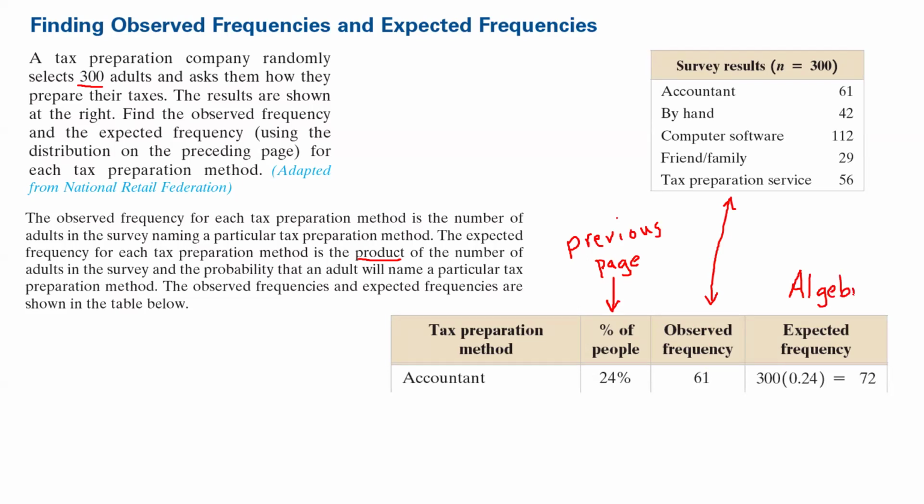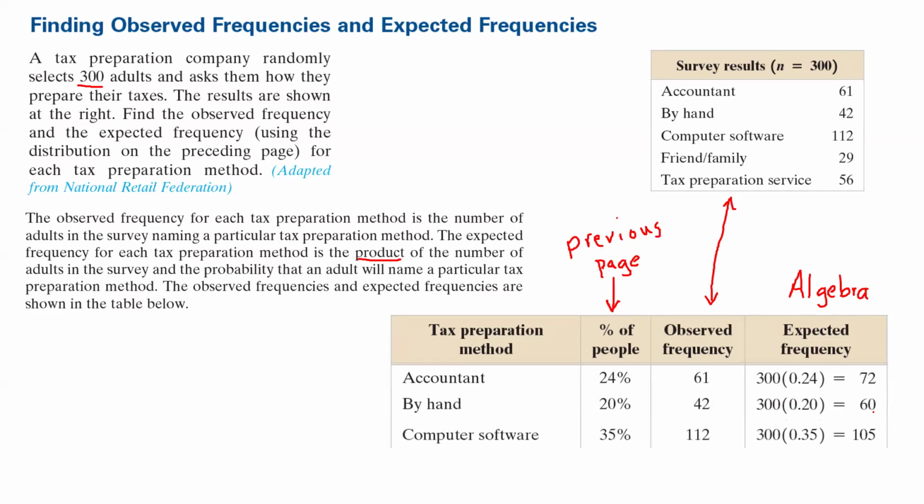Here we go. We have 300 people in our survey. The percentage coming from the previous page, 24%. If you do the multiplication, you get 72 as the expected frequency. Now for by hand, from the previous page, the percentage of people was hypothesized as 20%. The observed frequency says, hey, I have 42 out of 300 people that I asked, 42 are doing the tax preparation by hand, and the expected frequency is the one that we are calculating ourselves, doing the algebra behind it. 300 in the survey times 20%, which is 60.